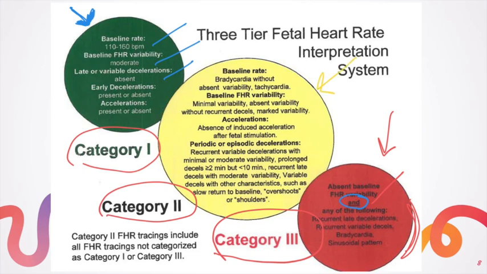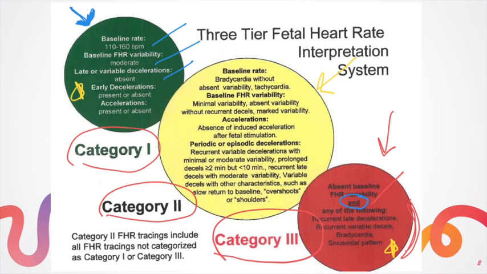So don't learn everything in here. The easiest way to learn it is to learn everything in Category 1 and everything in Category 3, and whatever is left is in Category 2. So now you're probably sitting there thinking, well, what do I do with this? This tells us what the next thing to do is. If you've got a Category 1 tracing, you know that your baby is being adequately perfused at the time that you're reading the tracing. So you know the baby's doing okay.